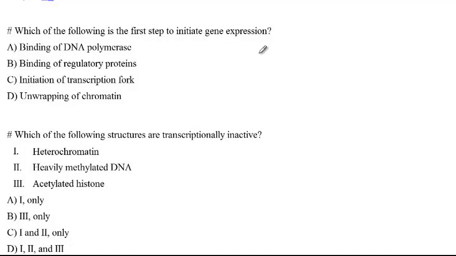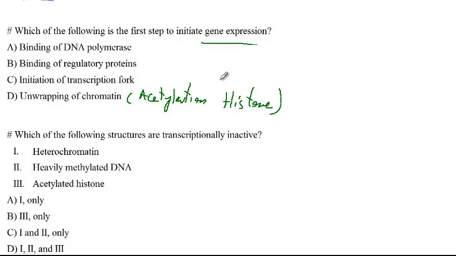Next question is, which of the following is the first step to initiate gene expression? So in order to express a gene, the first thing that we need to do is to unwrap the chromatin in order to make it available for gene expression. And that's why histone acetylation, so acetylation of histone, helps with relaxing the DNA. So that's actually one of the very first steps before we can initiate gene expression.